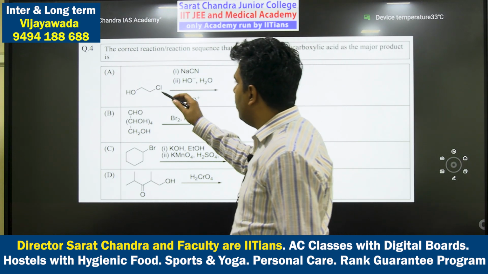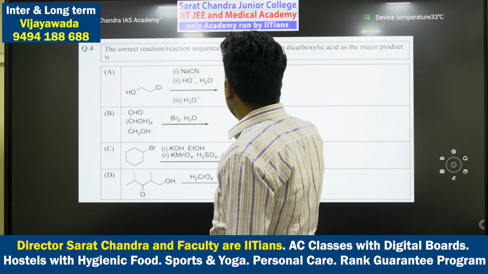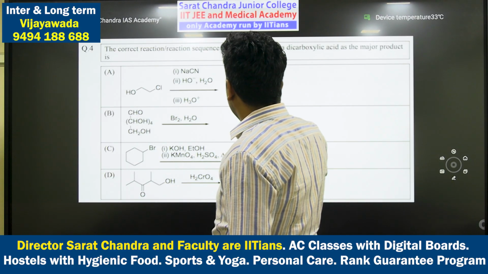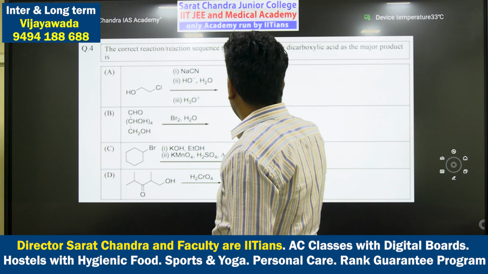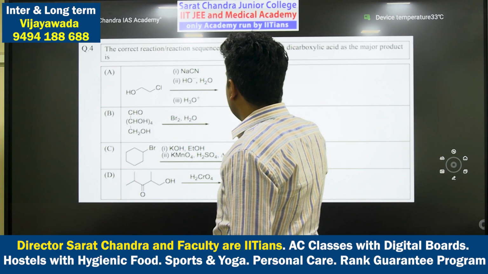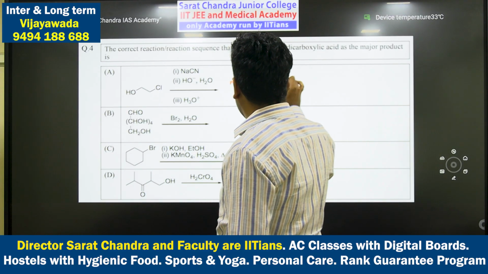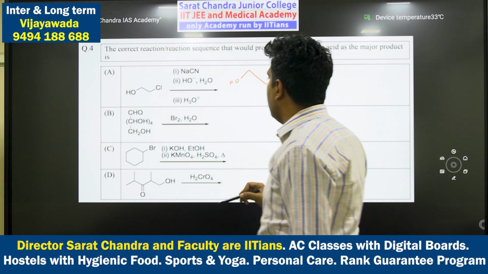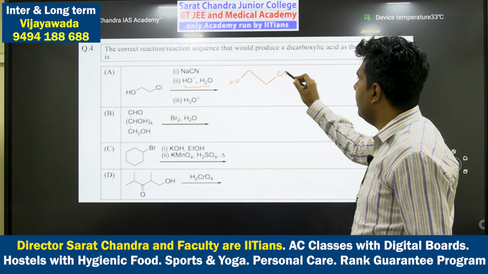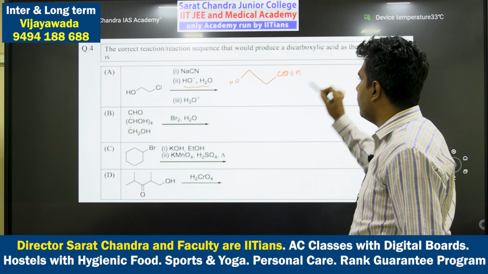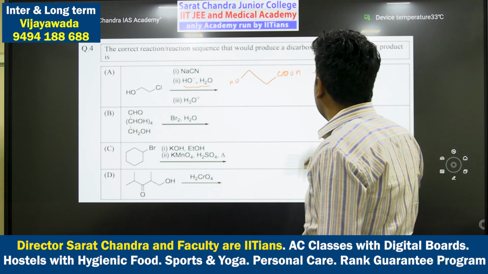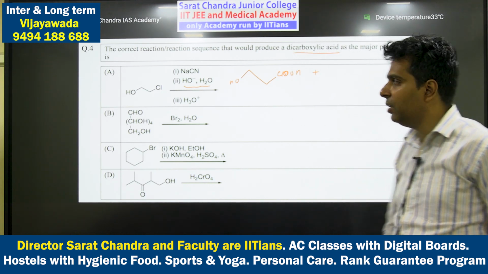So let us check the A option. In A option, the chlorine will be substituted. So substitution of chlorine with CN group will be there. So there is OH, and on this carbon atom the CN group will attach, and hydrolysis in the basic medium, and then finally acidic medium, the carboxylic acid will be formed. So this is only monocarboxylic acid, we need dicarboxylic acid basically.